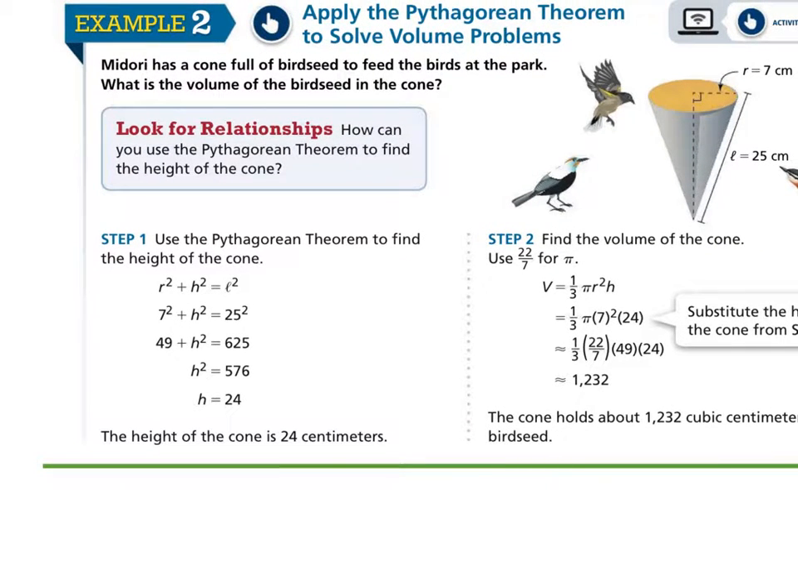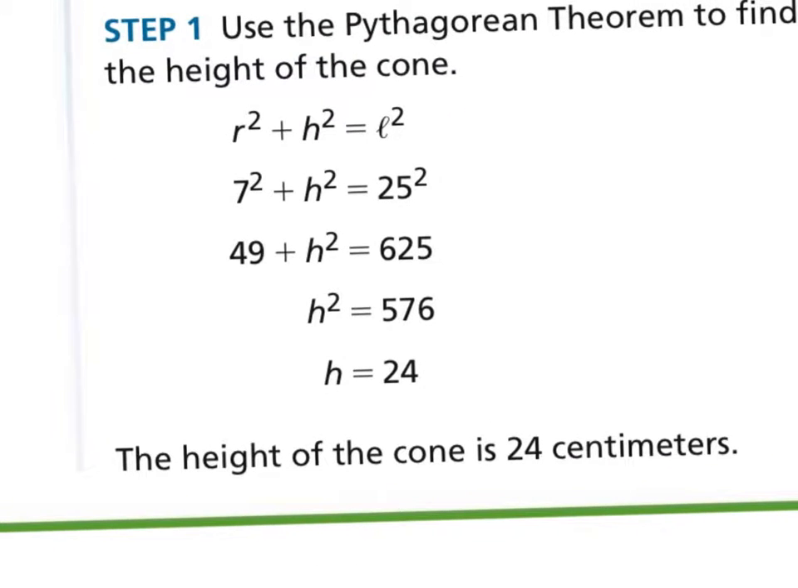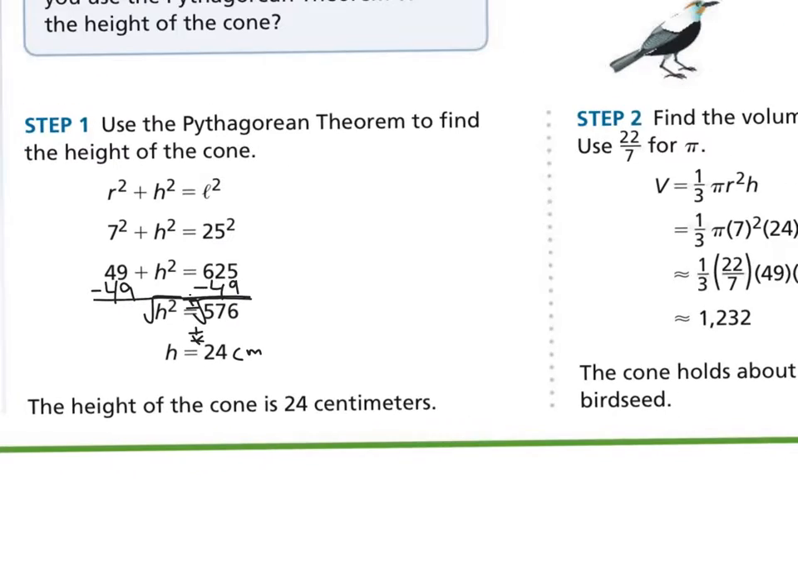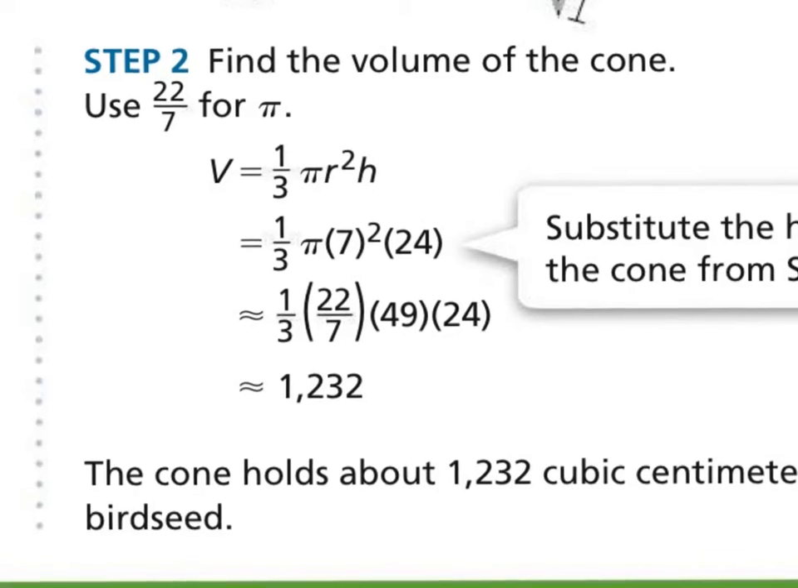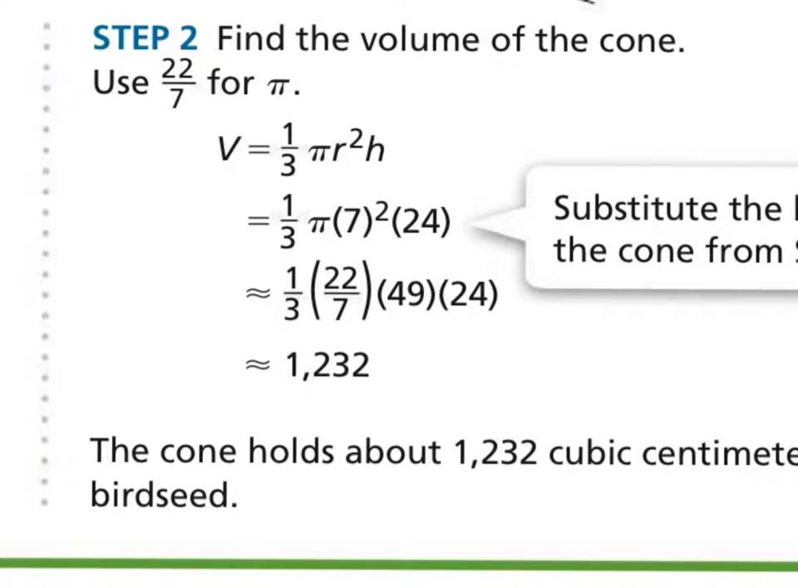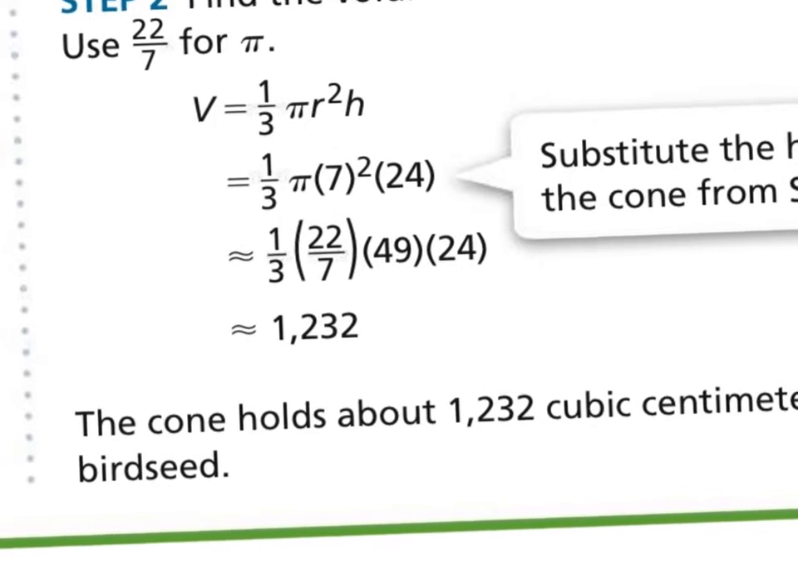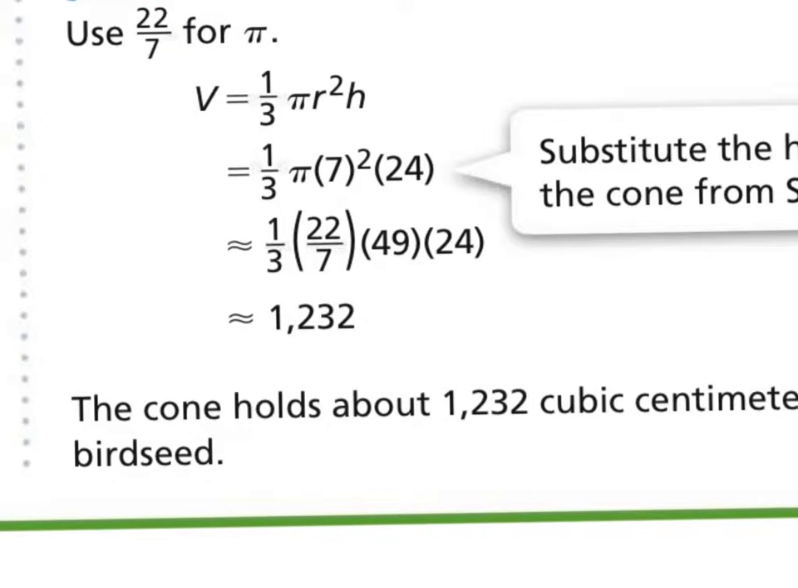If you work that out, again, they're not showing all the steps here. We square those. We subtract 49 to get 576, and then they did square root of 576. Technically put plus or minus, even though we can't have a negative height. So it's going to be 24 centimeters would be the height. And then once we know the height, we can find our volume. So for volume, we just substitute a 24 in place of our height, and we work that out, and we get about 1,232 cubic centimeters.